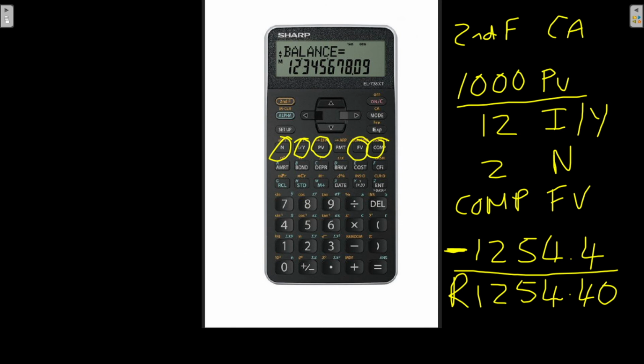Just another note, the order in which you type this information into your calculator doesn't matter. So you could have started out with your N and then your present value, then your interest. It doesn't matter. Okay, so let's just look at one other example. We can do example 9.